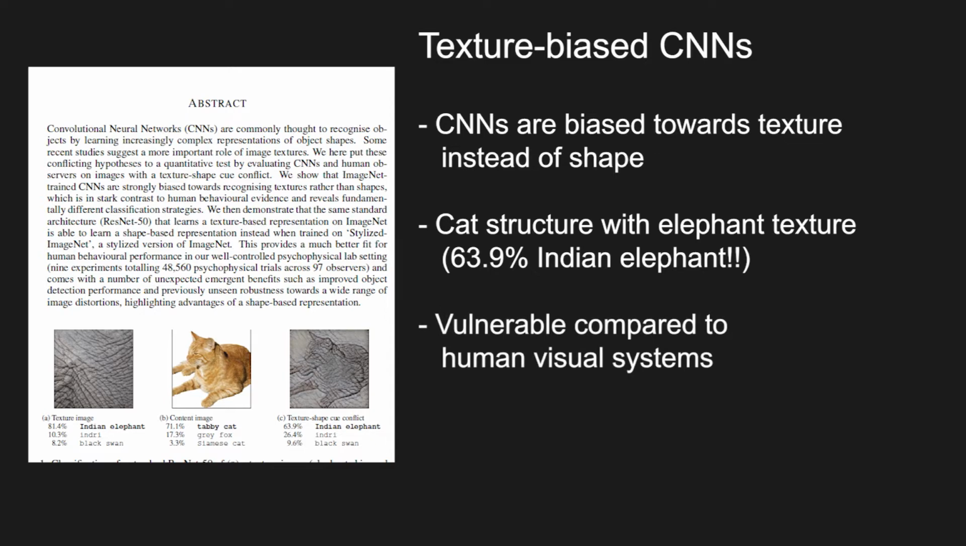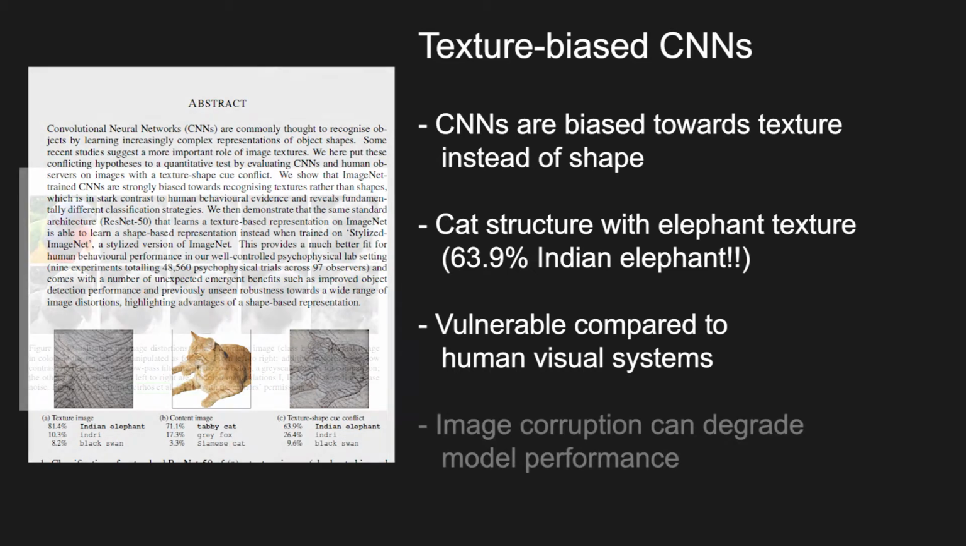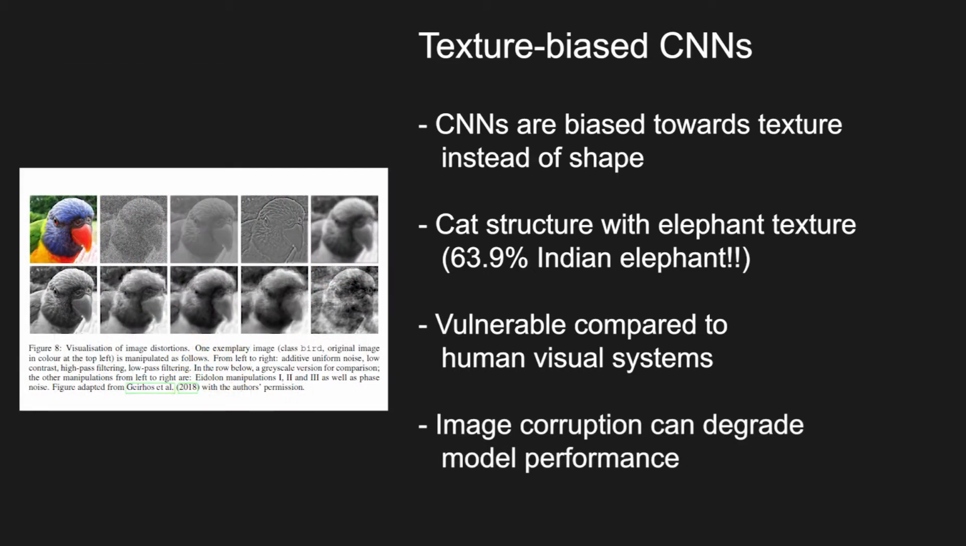Also, CNN models are vulnerable compared to human visual systems. The trained CNN model often has trouble generalizing across different distributions between training and test datasets. Random image corruptions can also considerably degrade model performance, and it is often defenseless under well-designed image perturbations.